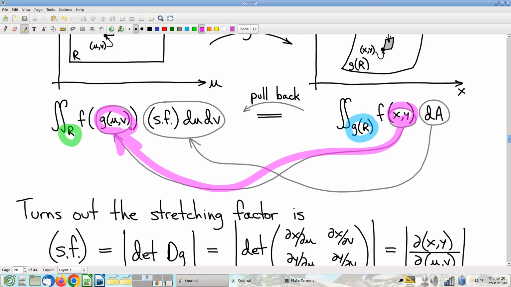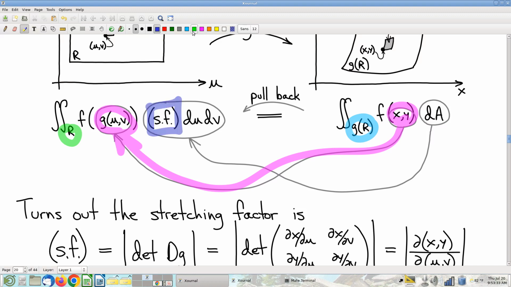That's just plugging in. No tricky curves there. That's just literally write down the formula for what x is in terms of u and v. Write down the formula for what y is in terms of u and v. That's just plugging in, right? And then don't forget your stretching factor, right?